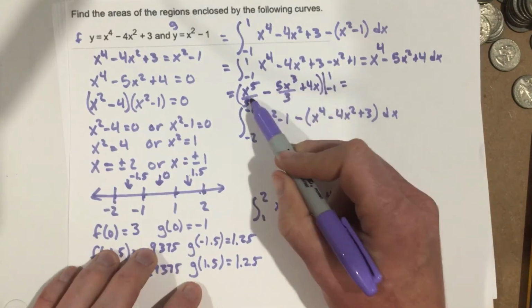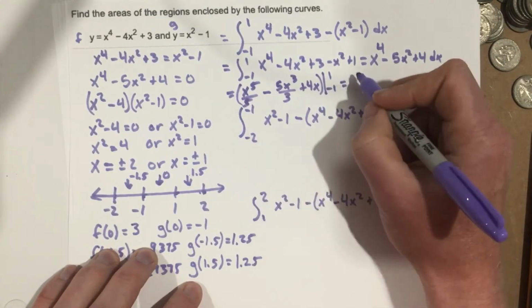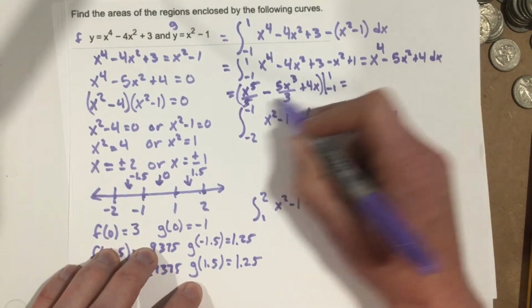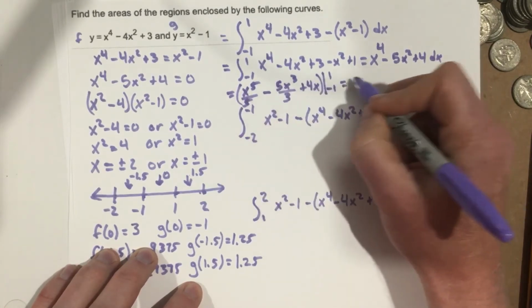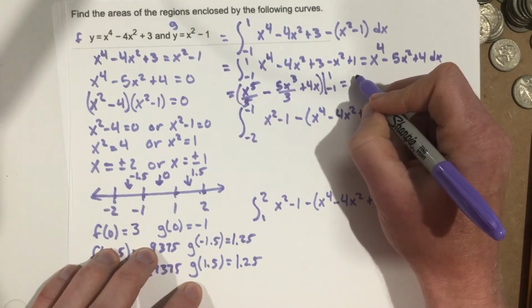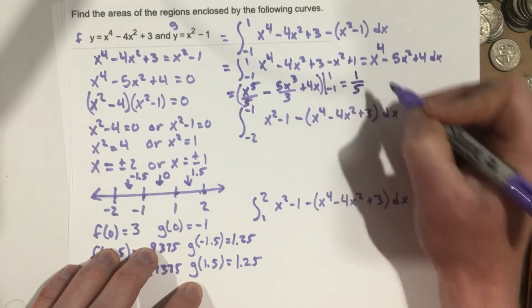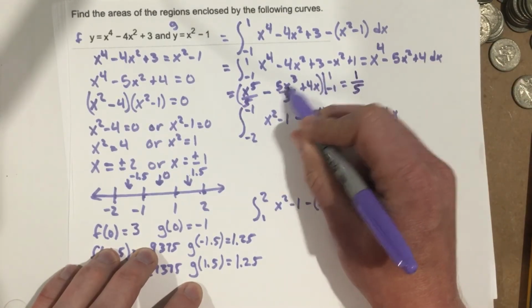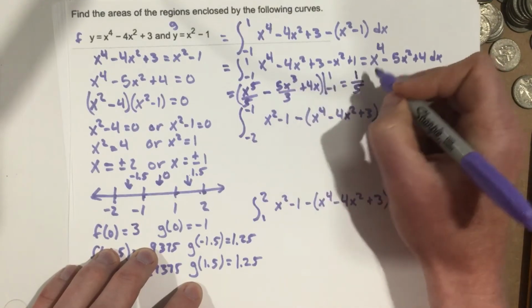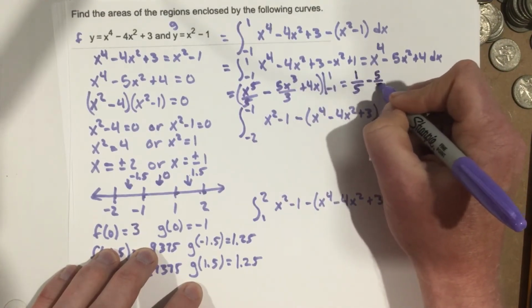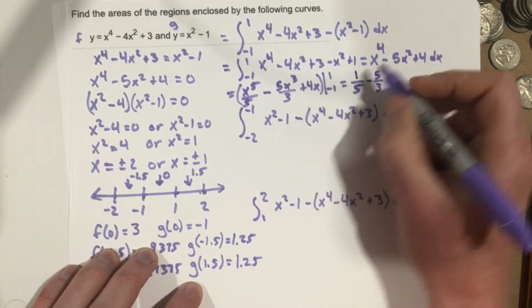So when I plug those in, I end up with 1 goes in here, and I get 1/5. That's pretty easy to do. 1 goes in here, 1 cubed is 1, so I get -5/3. Plug in 1 here, I get 4.